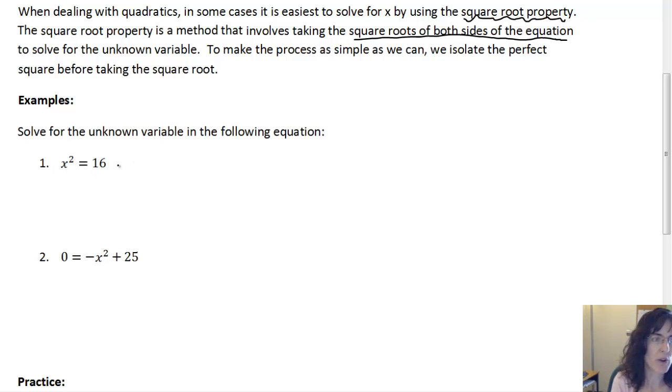If I have x squared equals 16, that one's set up already for me. All I need to do is take the square root on both sides, and the square root of x squared, remember we're squaring and taking the square root of just a single thing, and they undo each other. And so I'll have x equals, and then the square root of 16. 16 is a perfect square, and 4 times 4 is 16, so the square root of 16 is 4.